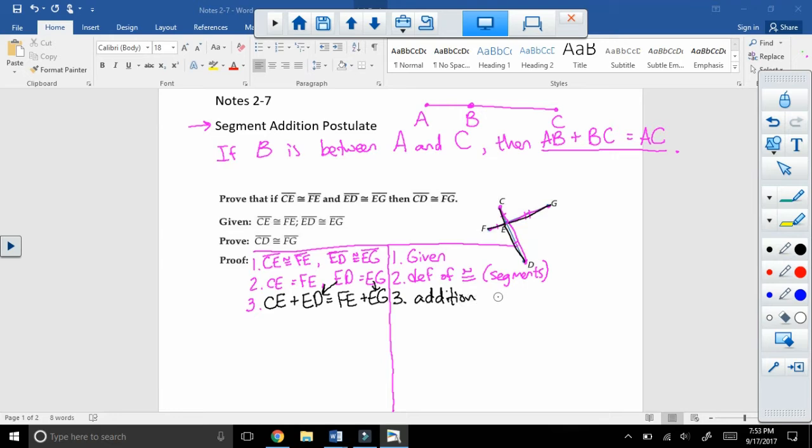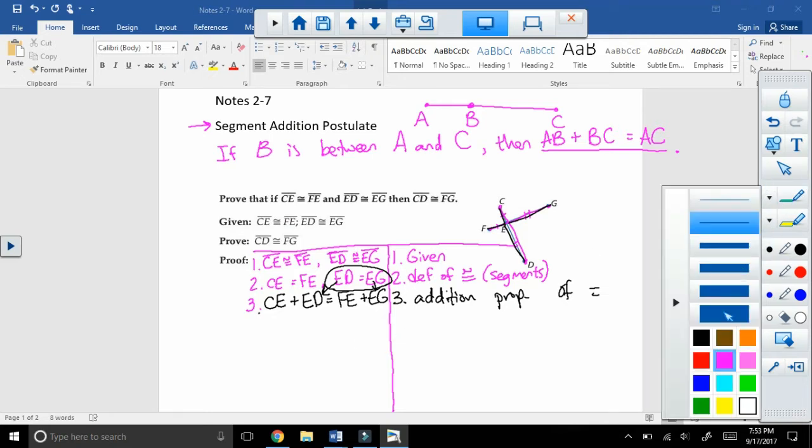And the reason it's the addition property of equality is I am adding on 2 equal parts to each side of this equation. So even though I'm not adding on like 5 plus 5 to each side or 8 plus 8 to each side, I'm adding on things that I already know are equal, and that's an example of the addition property of equality. Let me go back and find my pink pen.